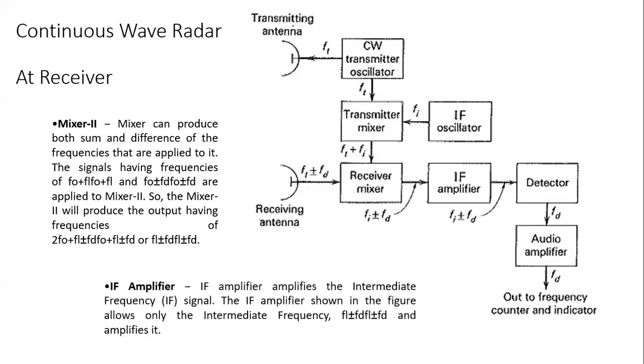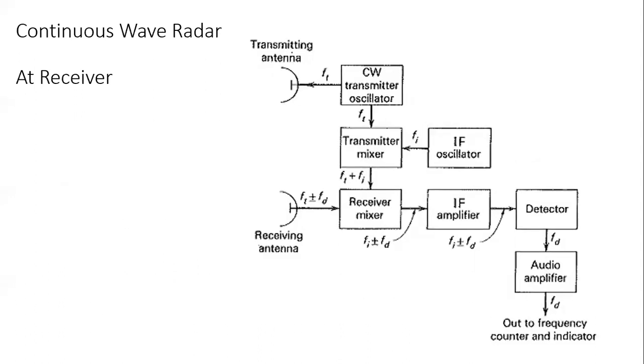Now this shift, the frequency that has been produced by the mixer, is given to the IF amplifier. The IF amplifier will just amplify it, and that helps to trace out only the Doppler frequency. Now what is continuous wave doing? It is only giving an output in the form of a Doppler shift.